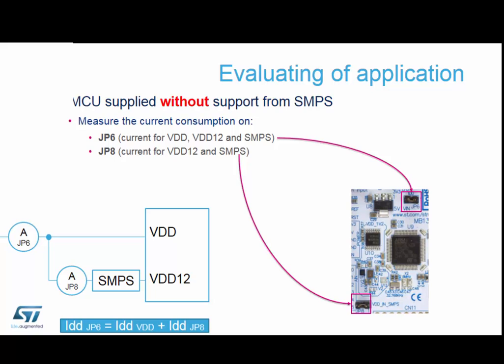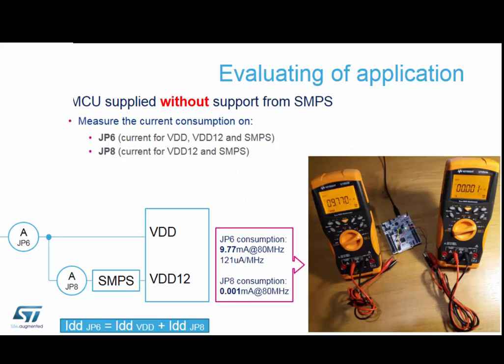Can anyone tell me what is the current consumption? 10 milliamps. Great, it's a good result. Something about 10 milliamps. This should be the result. So I will show you my result. Here you can see the picture of the Nucleo with two multimeters. One is attached to the JP6 and second one is attached to JP8. So you can see I measured something like 10 milliamps, slightly less. So if you have the same result or similar one, that's perfect. Did you manage to do it? Okay, so now let's continue.